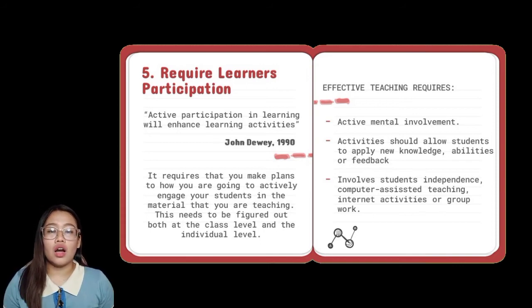So there are requirements for effective teaching. Number one is active mental involvement. Of course, when you are able to involve your students' mental abilities, then you are one step closer to having effective teaching. The second one is that activities should allow students to apply new knowledge, abilities, or feedback.